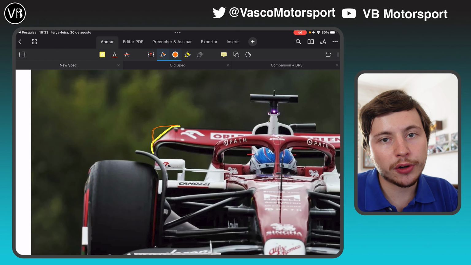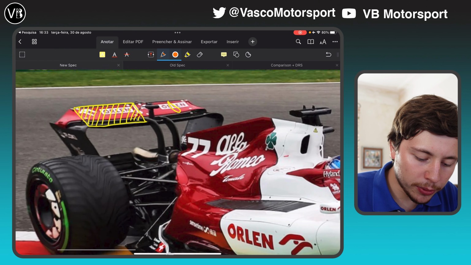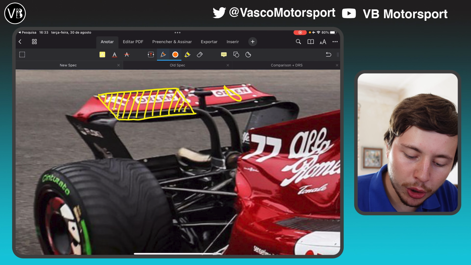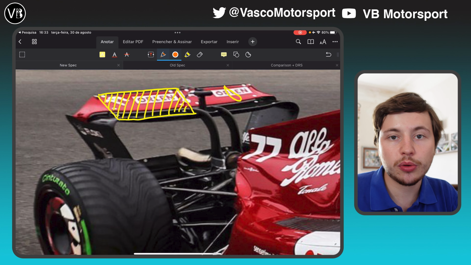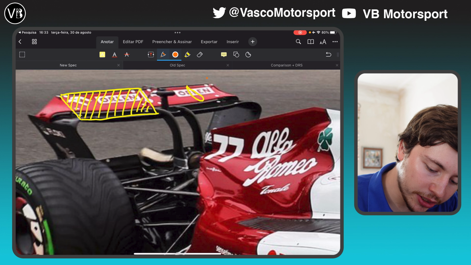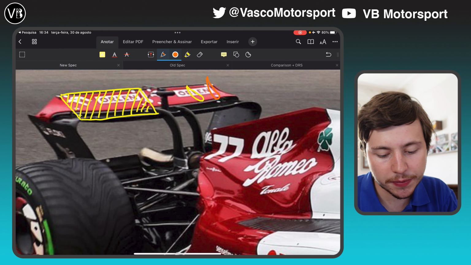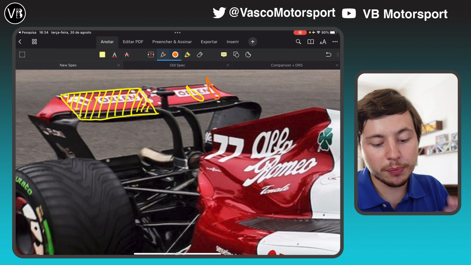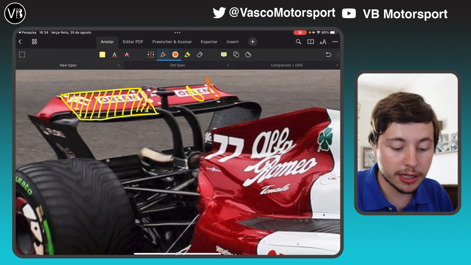But that's not all that Alfa Romeo did. If you take a look at the wing right here, you can see that the wing profile is much flatter than the one that we saw before. Before, we saw a wing with a much sharper turn here, with a wing profile such as this one. Not only did it have a big cross section, but it was way more inclined.